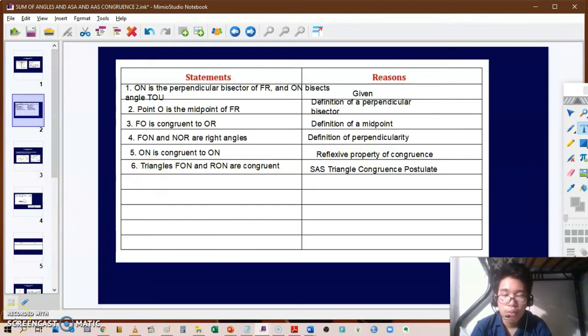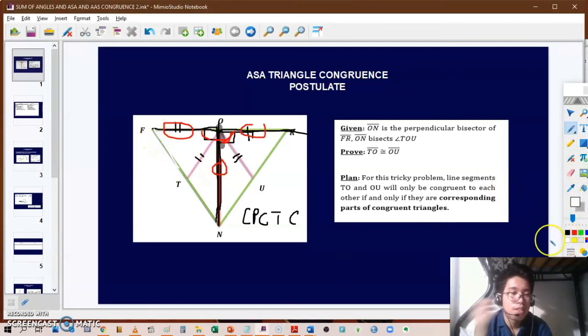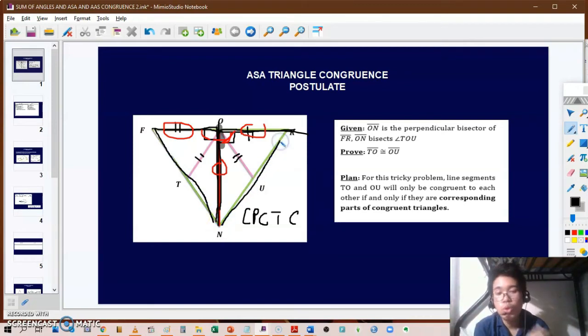And then for number 7, since we've established that triangles FON and RON are congruent, we can say that their congruent parts are congruent. One of the parts of both of these congruent triangles that we can use for this problem is this side, specifically side FN, to contribute to the proof for solving the last proof of our problem here.